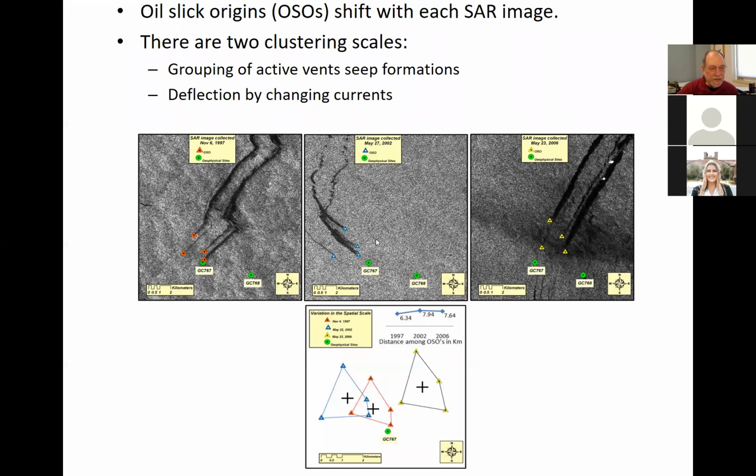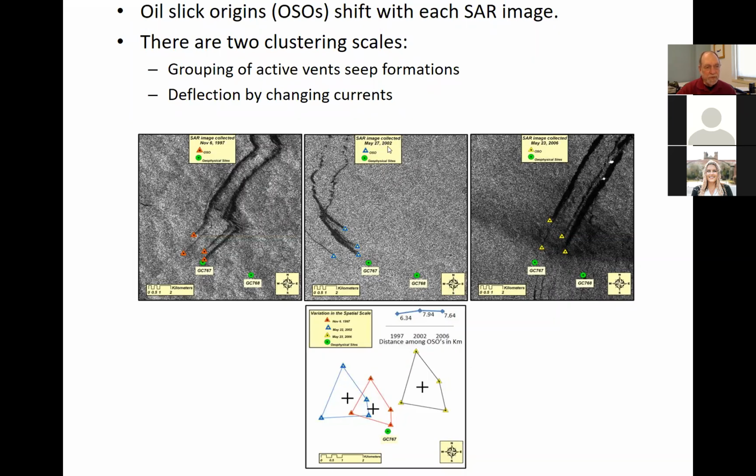And the thing to notice here is that the 4 OSOs, oil slick origins, are roughly in the same pattern that we see here. The oil slicks themselves are changing direction, and because we've studied oceanography, we understand why that is. The wind is blowing in a different direction, and the currents are slightly different. But the location of the 4 OSOs relative to each other is roughly the same.